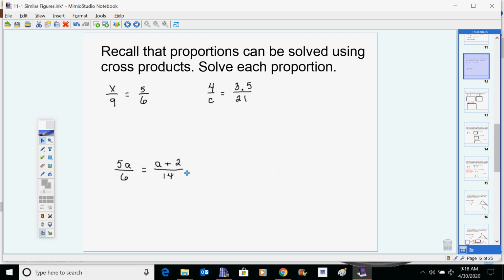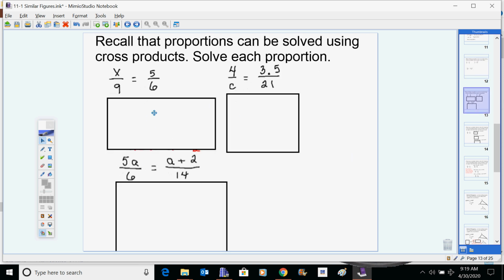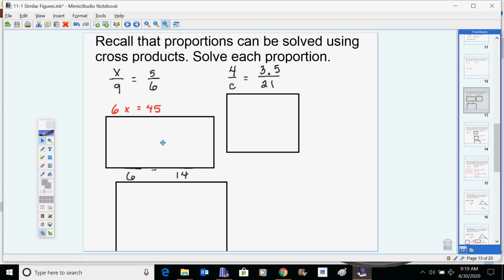All right, so cross products have to be equal as long as we have an equal sign in here. So here's where we need to be a little careful. That means that x times 6 equals 5 times 9. I like to think of it as just kind of swooping through. X times 6 equals 5 times 9. 5 times 9 is 45. That's where that came from. And then you have a problem that's very easy to solve.